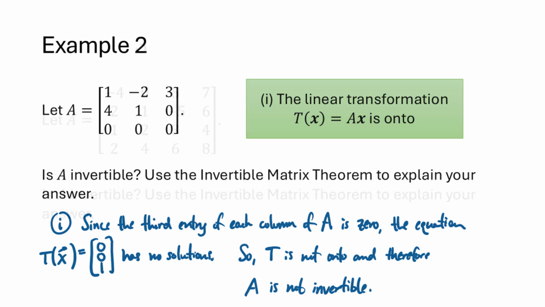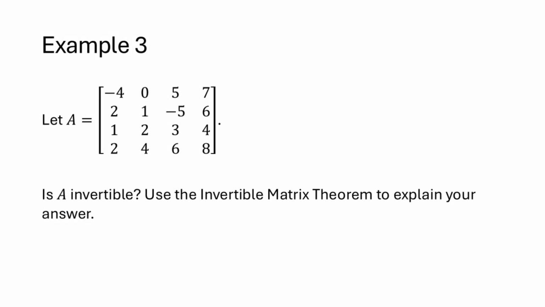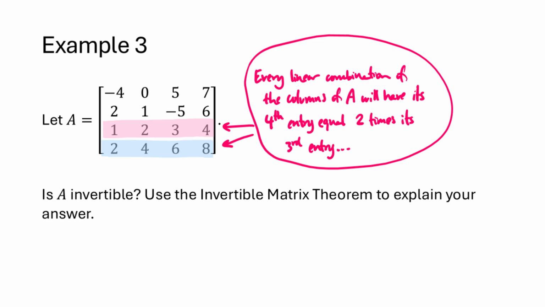Let's look at one more matrix. So here, this one's a little bit more subtle. We don't have a row or column of zeros, but what you might notice is that the third and fourth rows here have a relationship. We notice that every entry of the fourth row is equal to 2 times the entry in the third row. And that means that every linear combination of the columns of this matrix will still maintain that property. No matter what we multiply each column by, when we add all the results together, that fourth entry will still equal 2 times that third entry.